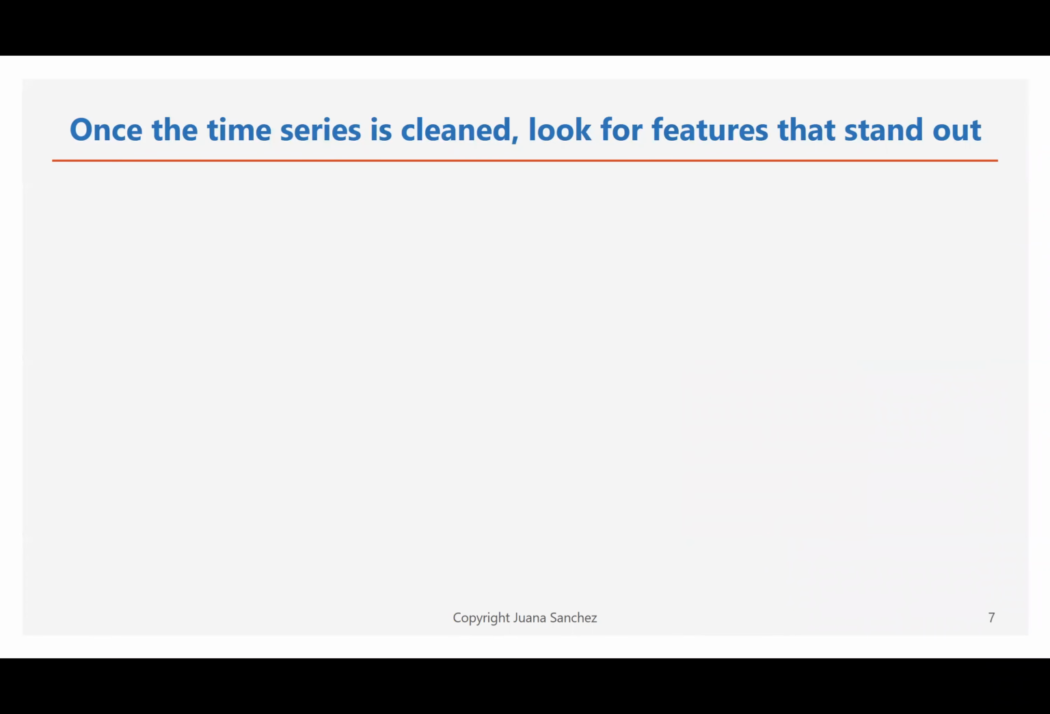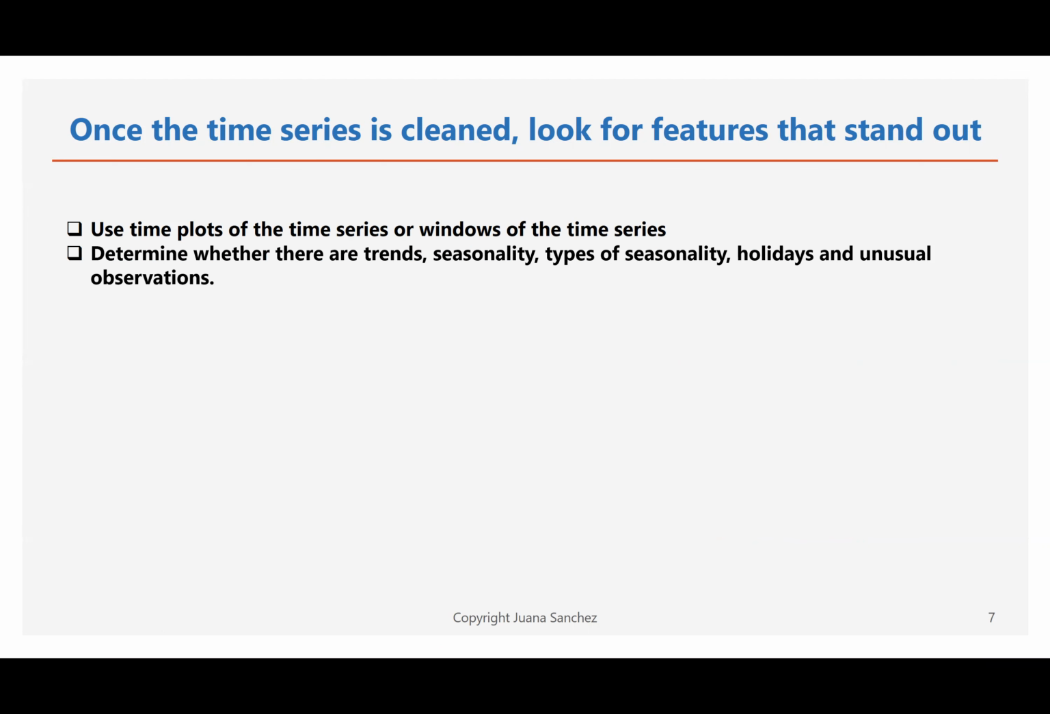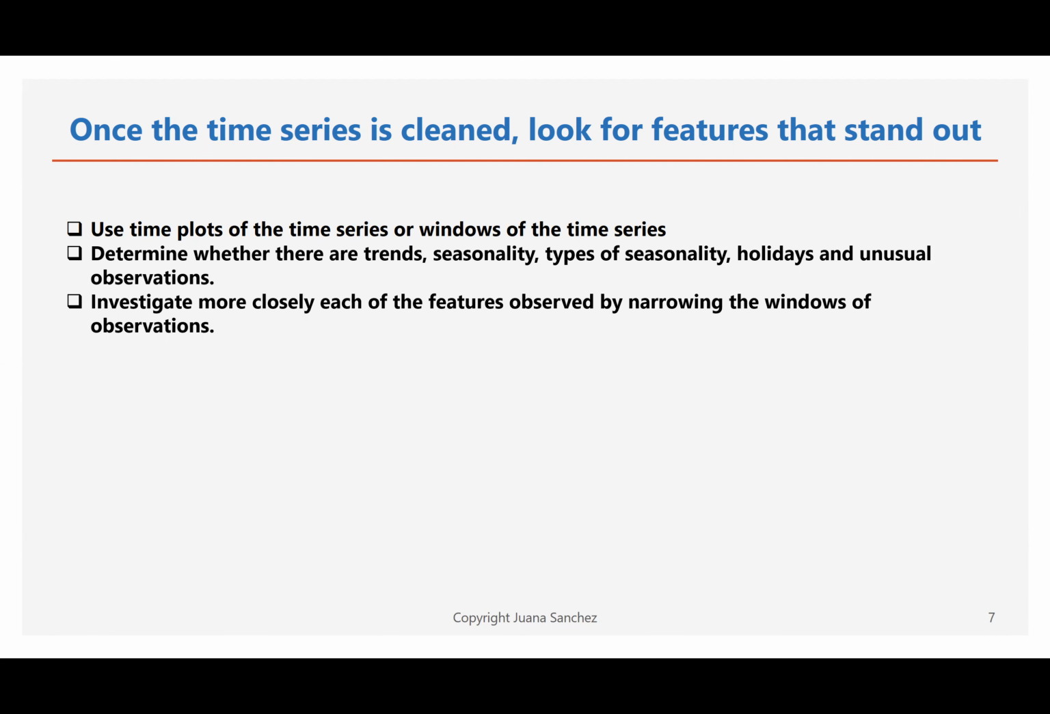Once the time series is clean, you should look for features that stand out. Of course, there are many more cases of dirty data that you will see throughout your learning. After it's clean, we should use time plots of the time series or windows of the time series. That means subsets of the time series. And then based on those plots, determine whether there are trends, seasonality, types of seasonality, holidays, unusual observations. You should investigate more closely each of the features observed by narrowing the windows of the observations.